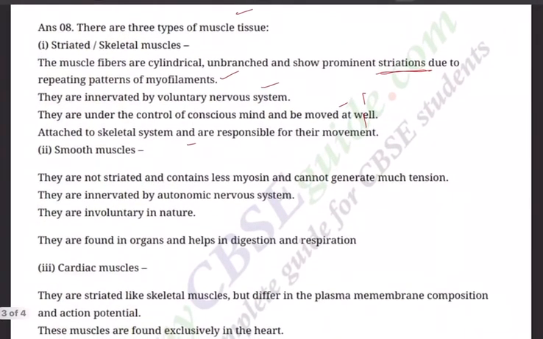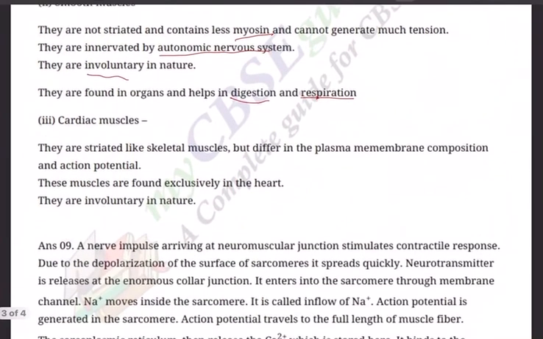And the smooth muscles, where there won't be striations, no cross walls. Everything is cylindrical in shape. They are not striated, contain less myosin, and cannot generate much tension. They are innervated by the autonomic nervous system. There we said voluntary nervous system; here this is the autonomic nervous system. These are involuntary, whereas skeletal muscles are voluntary. So involuntary in nature, they are found in organs and help in digestion and respiration.